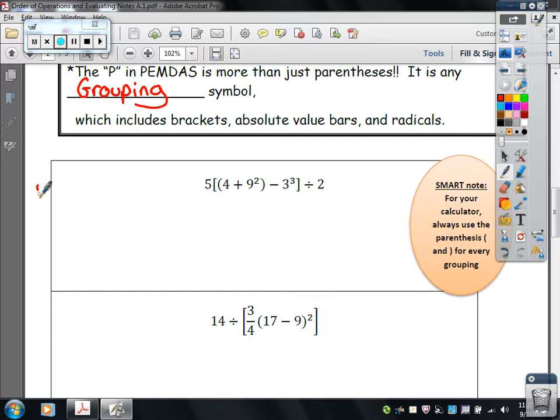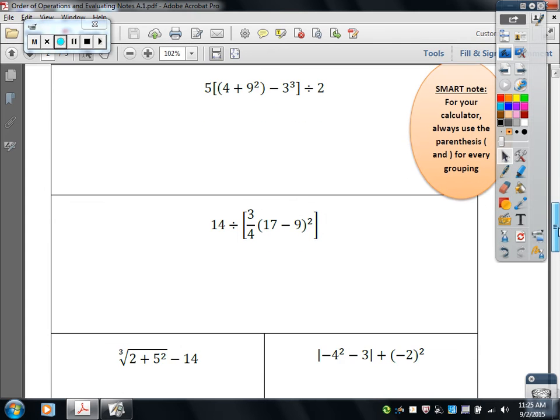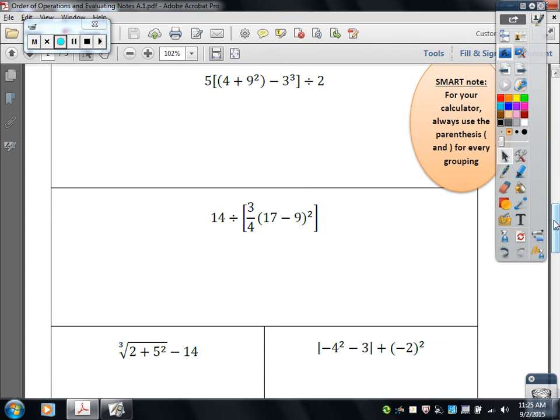The ones that we're going to talk about this year are, in addition to parentheses, brackets, absolute value bars, and radicals. And now we have a better understanding of what radicals are, right? All right, here we go. So the first one says 5 times the quantity 4 plus 9 squared minus 3 cubed divided by 2.